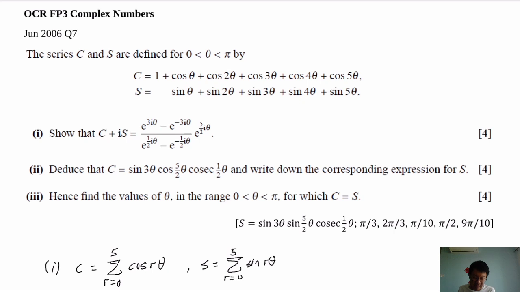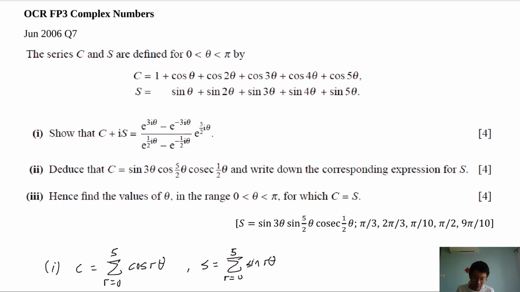As for the sine, although we only have 5 terms there, from sine theta to sine 5 theta, because we want to ensure consistency with the cos, we have to add in the term when r is 0. We know that sine 0 is 0. So this is why in the sum, we start with r equals 0. We are summing for r equals 0 to 5 for sine r theta. It means we start with sine 0 plus sine theta and so on until we get sine 5 theta.